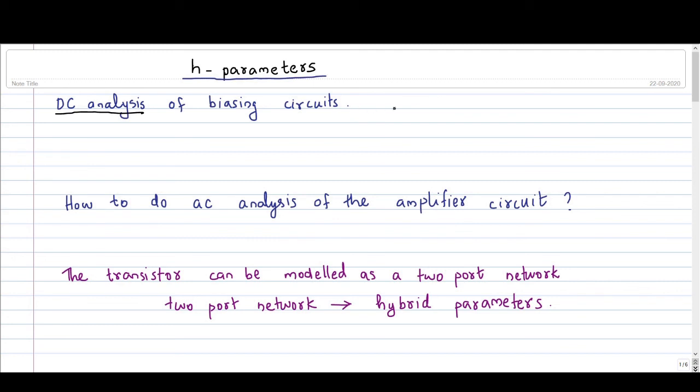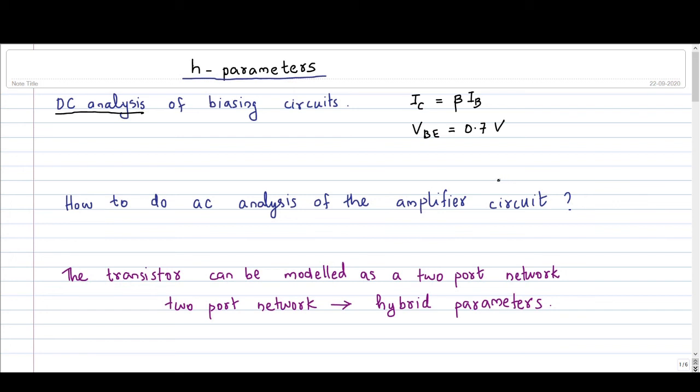That we have done. So to do this analysis, we assumed that the transistor is in the middle of the active region, and the transistor was described by two simple equations: IC is equal to beta IB and VB equal to 0.7 volt, provided the transistor is in the active region. So this is about DC analysis.